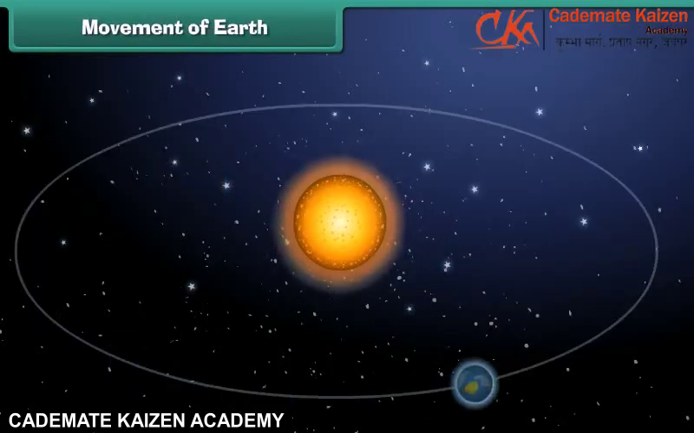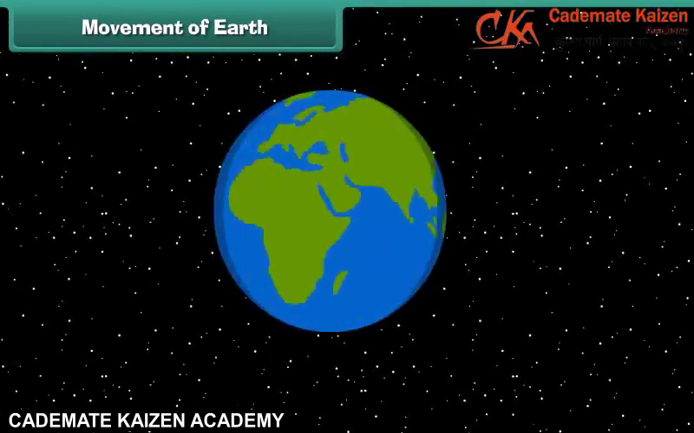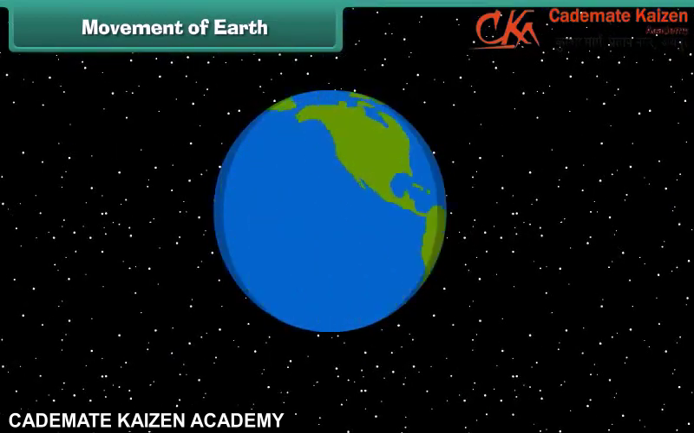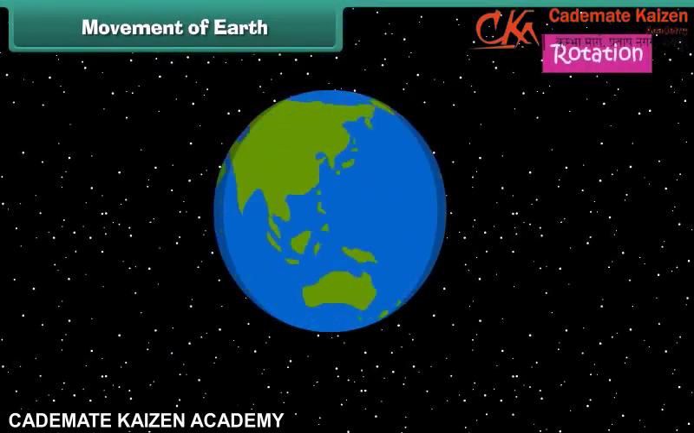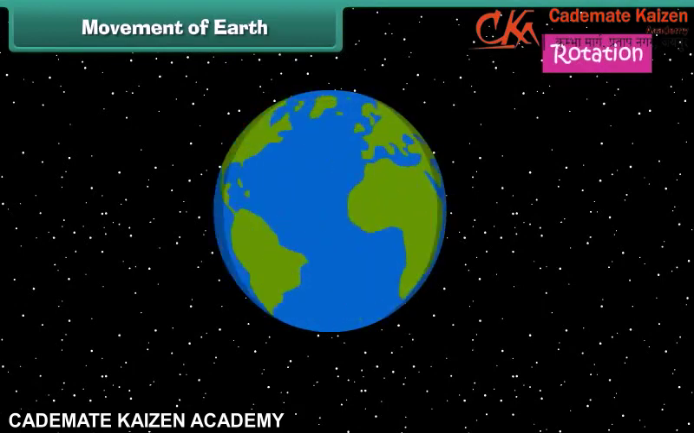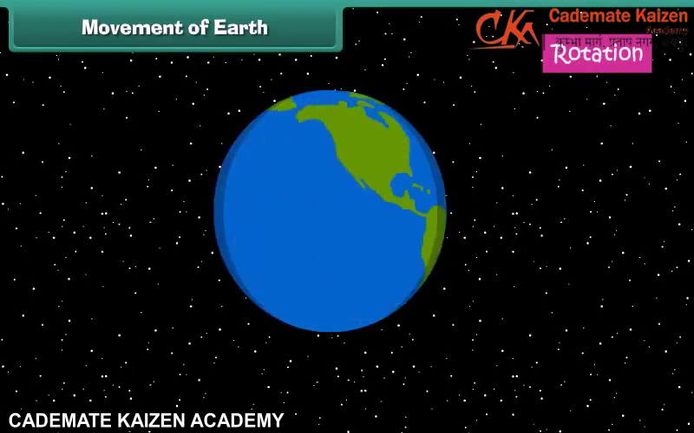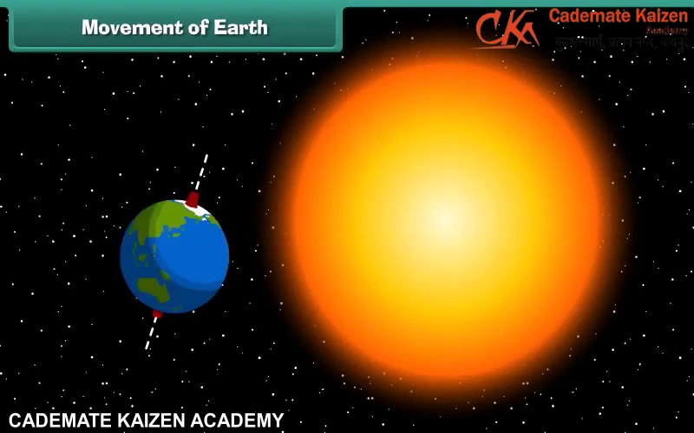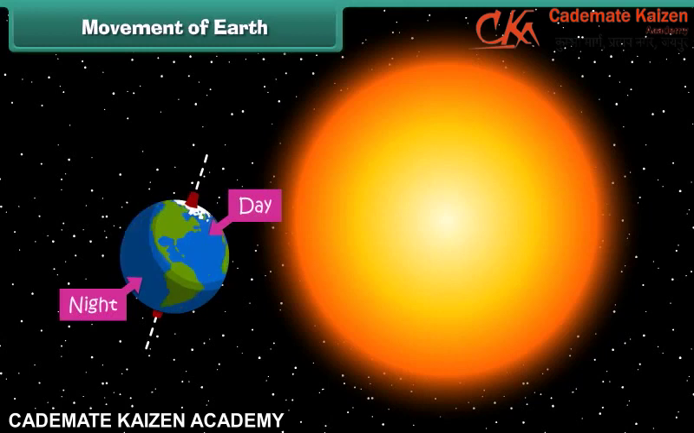Movement of Earth. Besides going around the sun, the Earth spins on its own axis like a top. This is called rotation. Earth completes one rotation in 24 hours. During Earth's rotation, one half of the Earth faces the sun and the other half faces away from the sun. The former experiences day and the latter night. Therefore, Earth's rotation causes day and night.